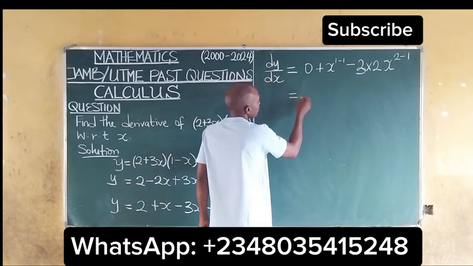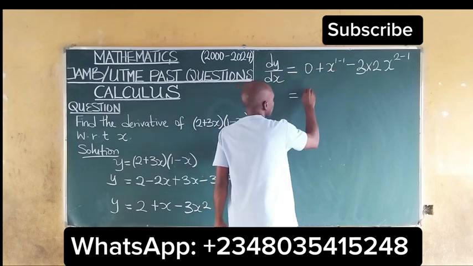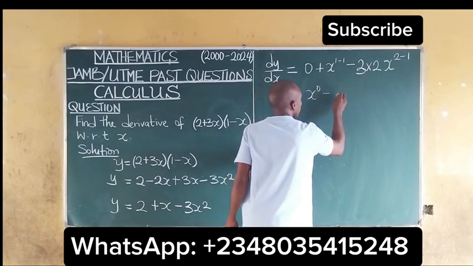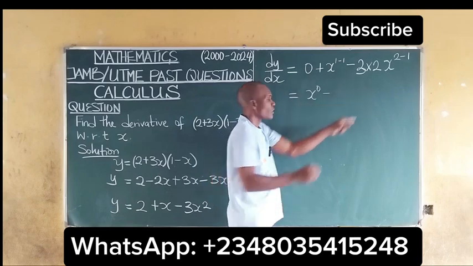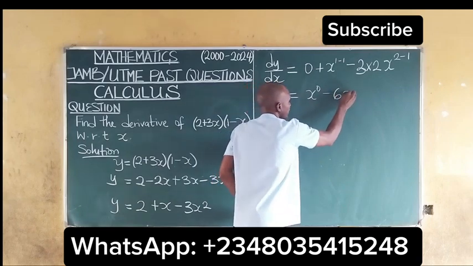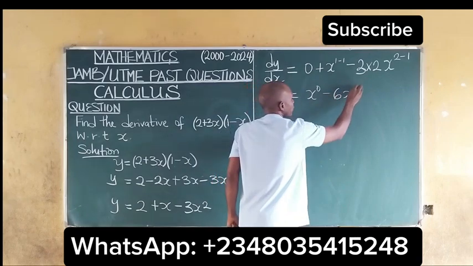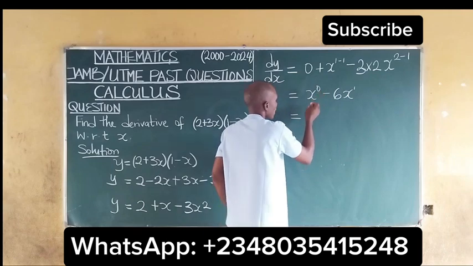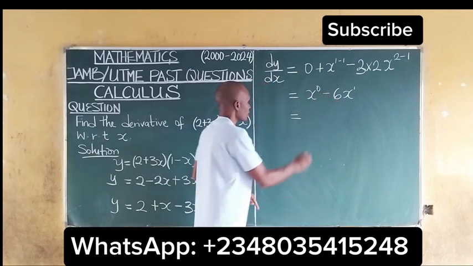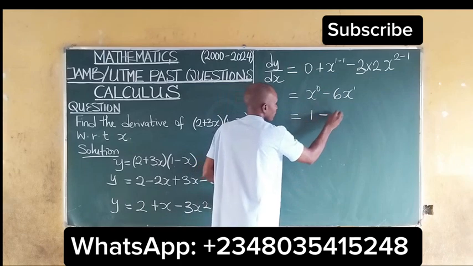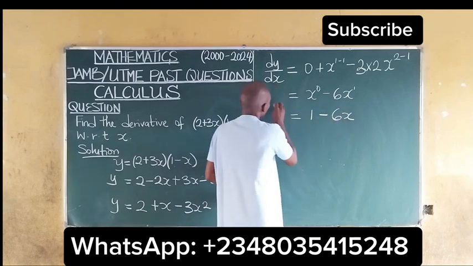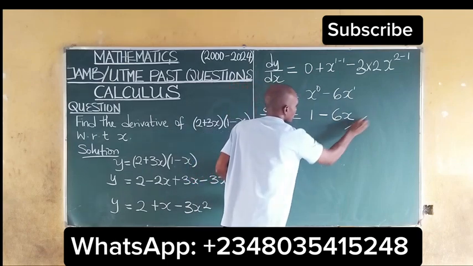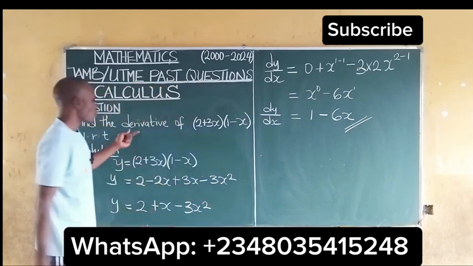Rearranging this, we have 0 is gone. This is x raised to the power of 0 minus 3 multiplied by 2 is 6. So we have 6x raised to the power of 2 minus 1 is 1. So what we have here, anything raised to the power of 0 is 1. So we have 1 minus 6x. So this becomes our dy over dx, or our derivative for the given question.